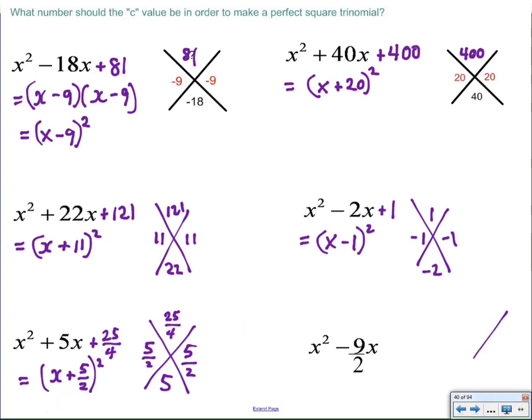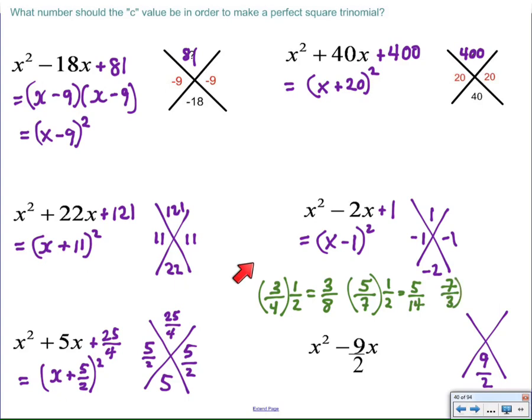Now in this case, I have to take half of 9 halves. And taking half of fractions is really the same as just multiplying the denominator by 2. So here are some examples. Half of 3/4 is 3/8, that's just doubling the denominator. Half of 5/7 is 5/14, I just doubled the denominator. Half of 7/3 is 7/6.